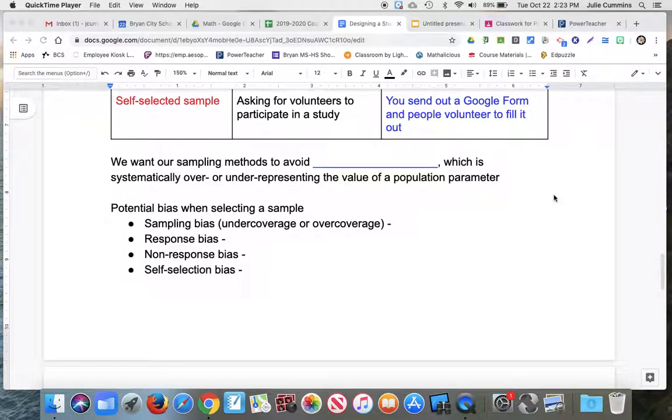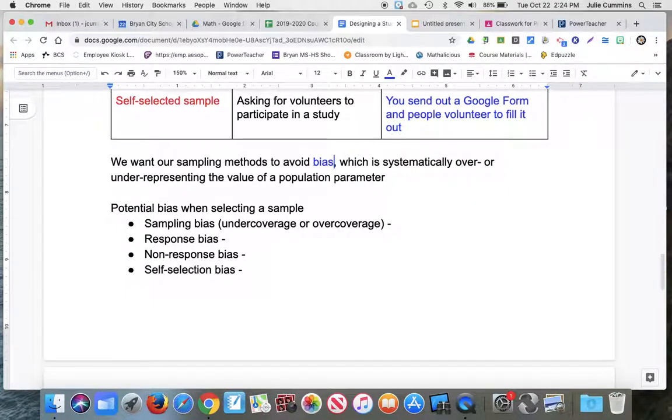The reason we want our sampling methods to be good is because we want to avoid bias at all costs. Bias is where you are systematically over or underrepresenting the value of a population parameter. Something about the design of your study is skewing your data, and that's what we don't want. We want good data and good numbers. So, some potential bias that you could run into.